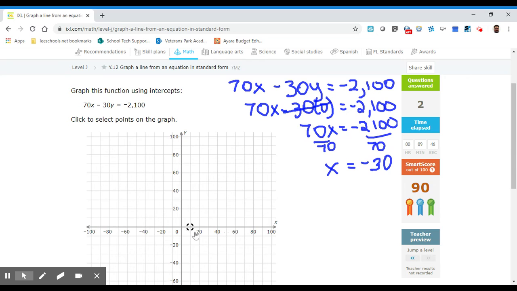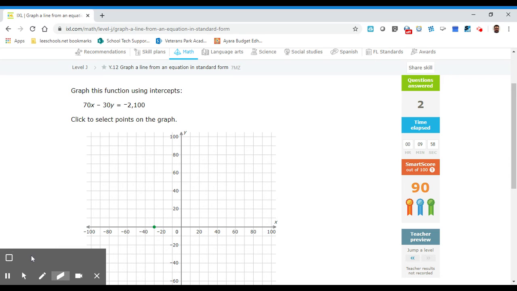So we look at our x-axis. If this is negative 20 and this is negative 40, then this has to be negative 30. It has to be in between those. Okay, let's erase this rest and we will look at the y-axis intercept now.